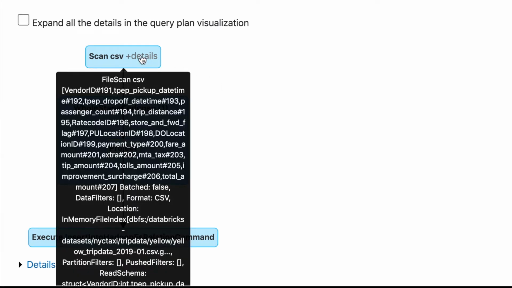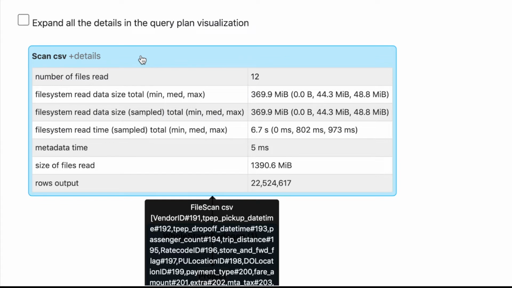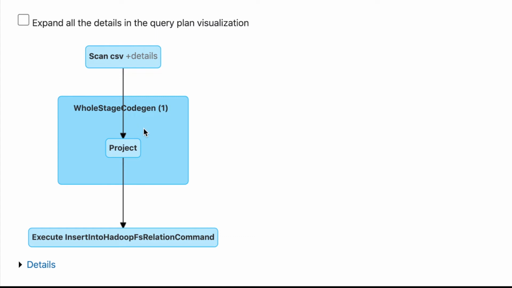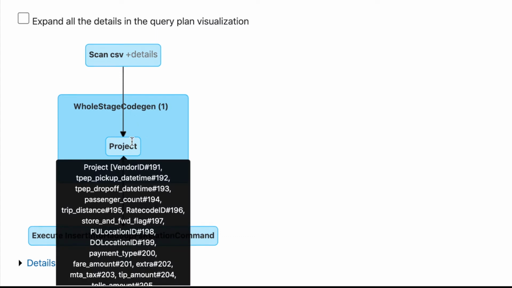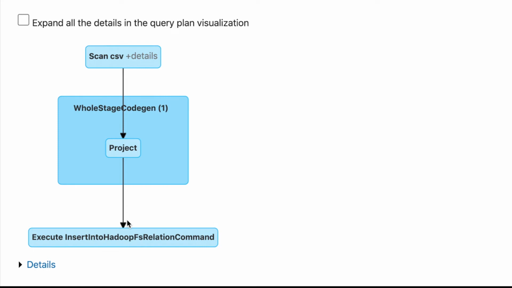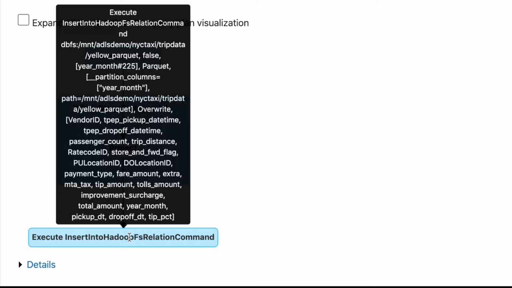Looking at the details that come with the read from CSV, it shows that there's a scan happening. It's reading 12 files with this amount of data, so it's a little bit of data in this job. It'll probably finish pretty quick. In whole stage codegen, I can see the projection if I want to, which shows me the columns that I'm naming in this query. And finally, the execute insert Hadoop FS is really where I write to distributed storage. In this case, I have an ADLS location, an Azure Data Lake Storage location, and I can see how I'm partitioning it, what my path is, and the final names that I'm using if I hover over this.